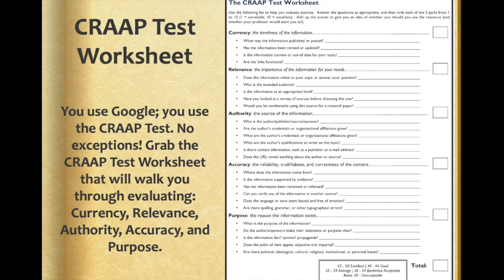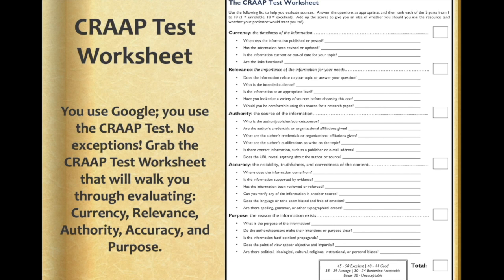Maybe you'll give it a 5. And then you're going to do the same thing with relevance, meaning the importance of the information for your needs. So you'll take a look at everything listed underneath, give it an evaluation, and score it. Authority, meaning the source or the author of the information. Accuracy, the reliability, truthfulness, and correctness of the content.